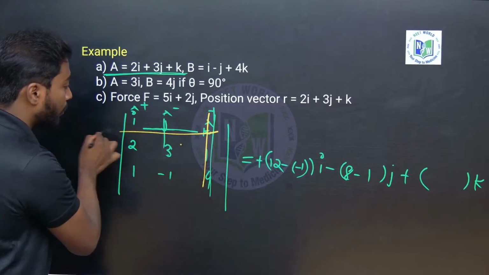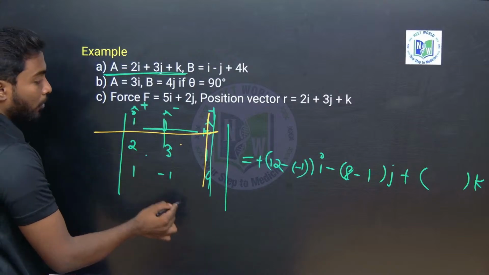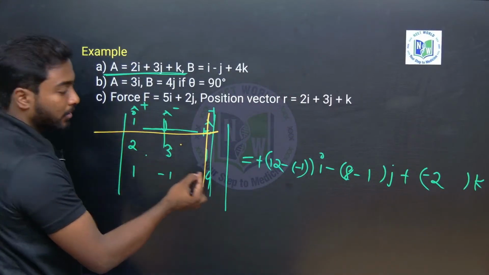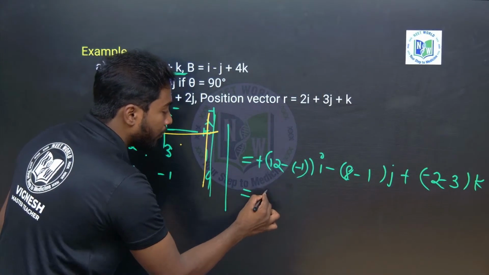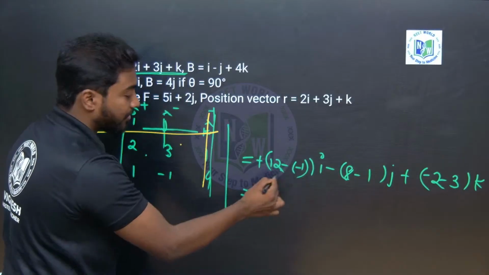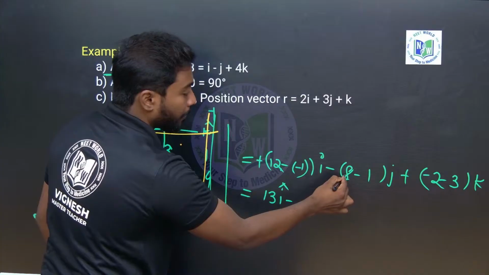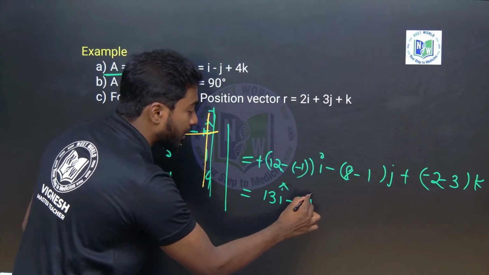So for K, you are closing this thing. So multiply this. 2 into minus 1 is minus 2. Now 1 into 3 is 3, that is minus 3. So the answer will be minus 12, minus of minus will be plus, that is 13 i cap. Now minus, that is 8 minus 1, 7. So minus 7 j cap.